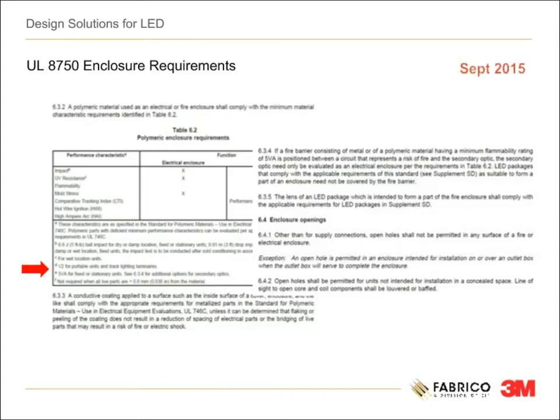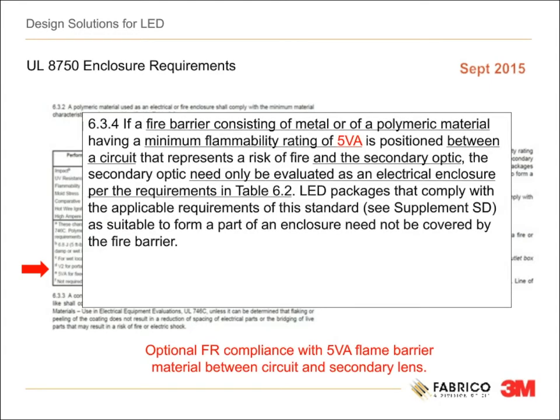Enclosures play an important function of containing electrical and fire hazards within the luminaire. They must be made of either metal or highly flame retardant polymers with a UL 94 5VA rating. The integrity of the enclosure is retained by use of a 5VA material around the LEDs and between the circuit and secondary lens.